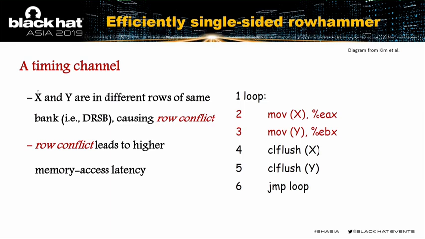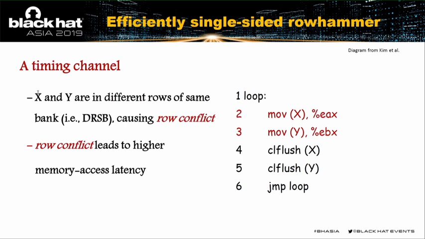The timing channel is that, as the previous slides have already shown, X and Y are in different rows of the same bank, and the row buffer. Inside this loop, if we access X and Y repeatedly, the row buffer will be repeatedly loaded, reloaded, and cleared. This causes the row conflict phenomenon, because X and Y will have a higher access latency compared to if X and Y are in different banks. So we abuse the row conflict to help us select addresses that are in the same bank, so we can perform an efficient single-sided Rowhammer.